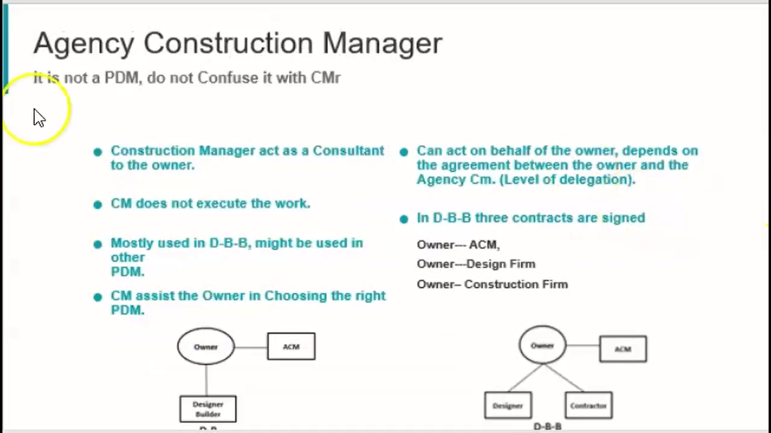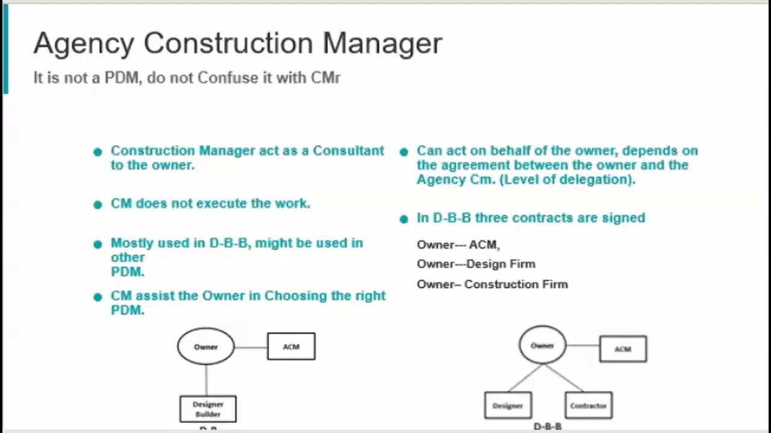We have something that's called Agency Construction Manager. I think all the construction managers who applied for jobs heard about it, which is the ACM. Please remember, the ACM is not a project delivery method. So don't confuse it with the Construction Manager at Risk.